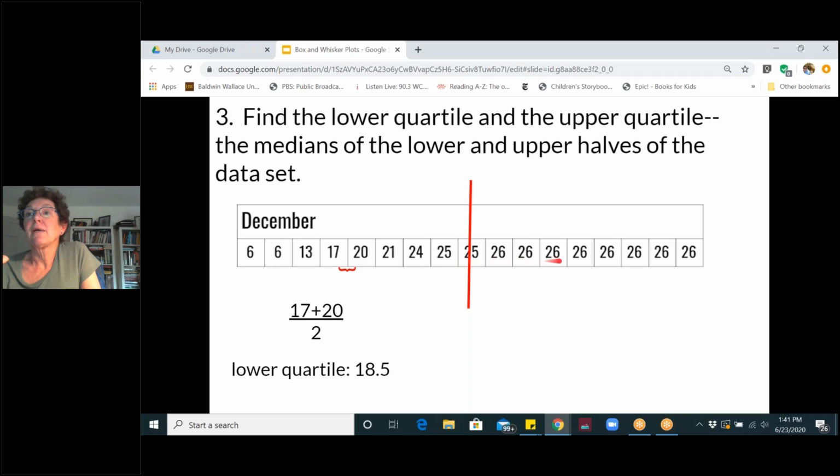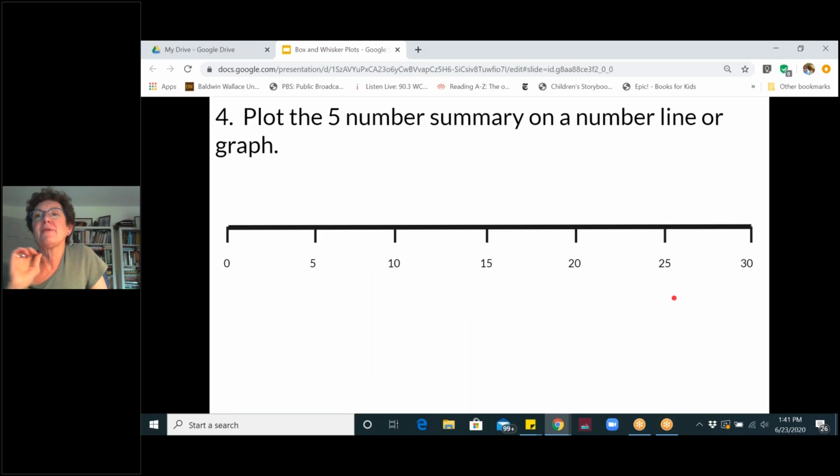Now look up here. Our upper quartile is all 26s. So that makes it easy. Our upper quartile is 26. That wasn't hard. So now we take those 5 numbers that we have, our 5-number summary, minimum, lower quartile, median, upper quartile, maximum, and we plot them on the number line. So our minimum was 6, our maximum was 26.